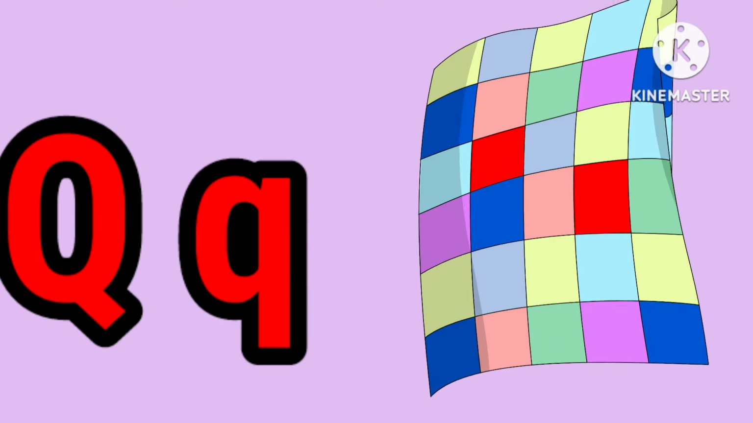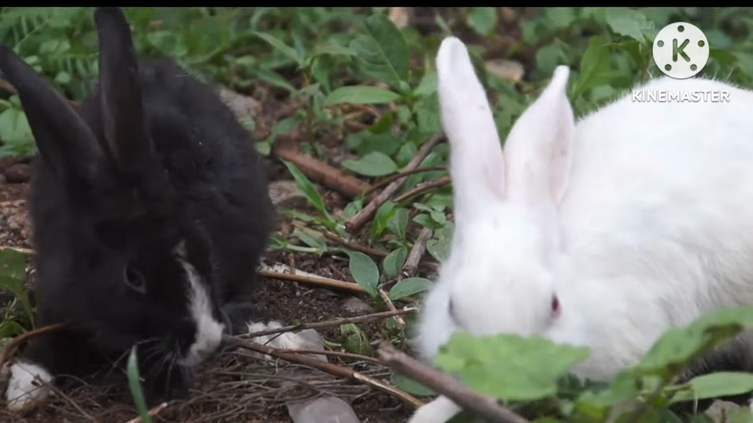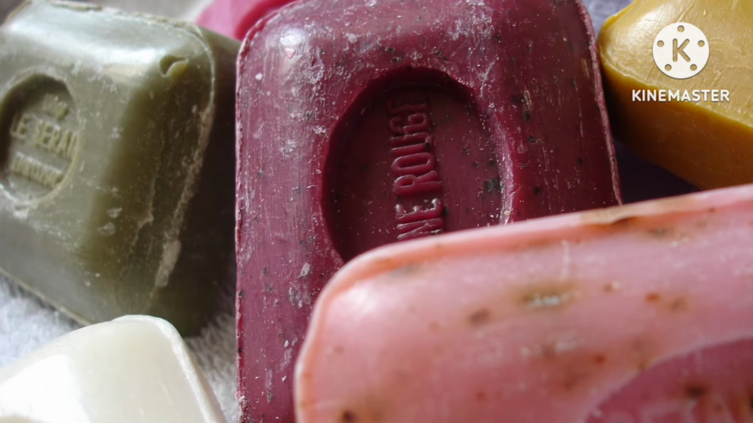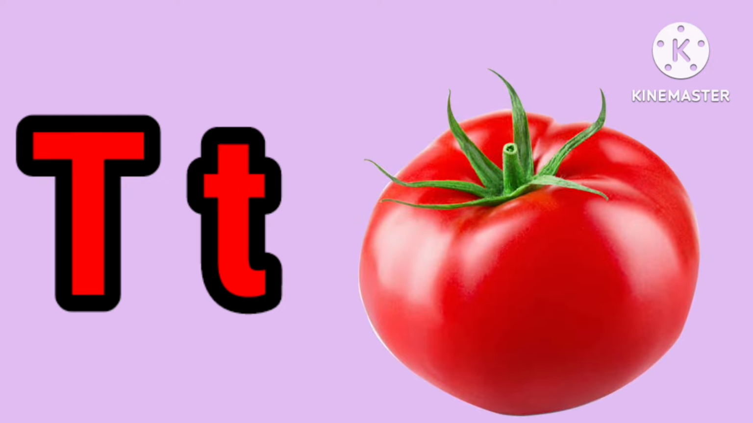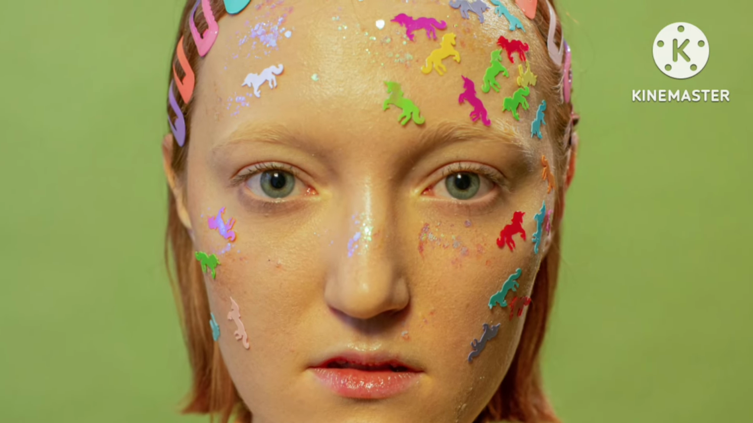Q for quilt. R for rose, R for rabbit, ra ra. S for sheep, S for soap. T for toy, T for tomato, da da da. U for uniform, wah wah wah.